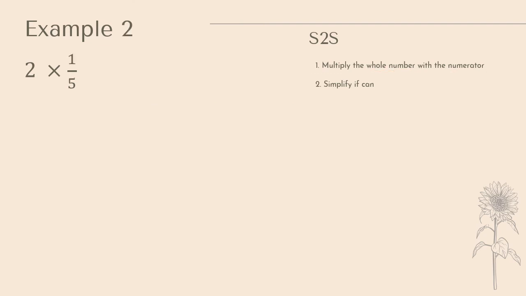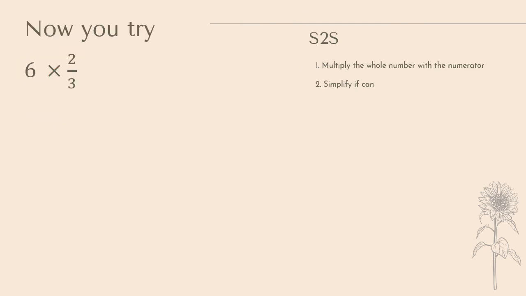Example 2, 2 wholes times 1 out of 5. Our step to success, the first one, multiply the whole number with the numerator. It's pretty straightforward actually. We're just multiplying the whole number with the numerator. It helps if you can draw a shape around them. So 2 times 1 gives 2, and the denominator stays the same. So that is step 1. Step 2, simplify if can. Ask yourself, can you divide the numerator and the denominator with the same factor? If not, then the answer stays as 2 out of 5.